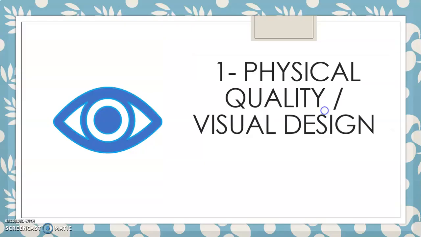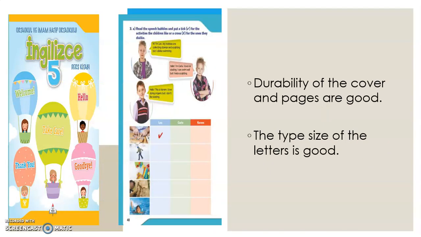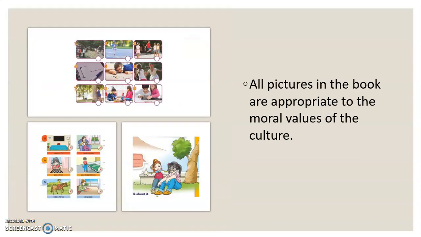Let's talk about physical quality and visual design. Firstly, the cover of the book is interesting for the target group. Durability of the cover and pages are good. The type size of the letters is good. The book has lots of pictures and all of them are appropriate to the moral values of the culture.